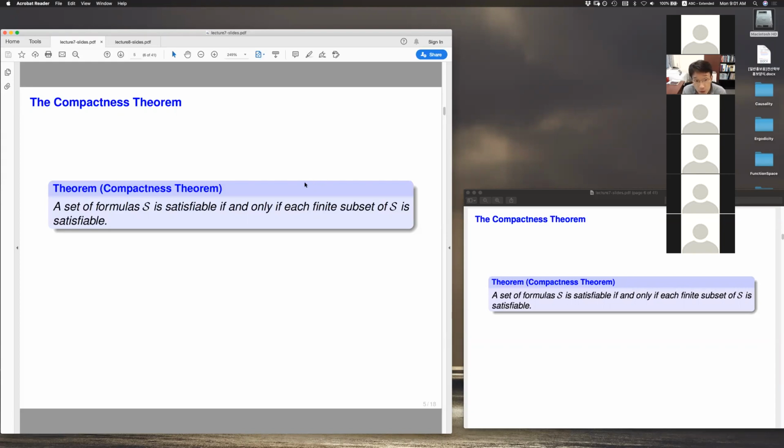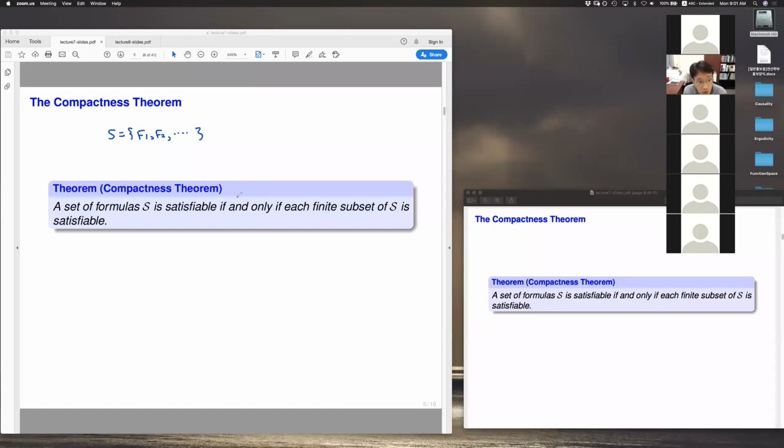If I remind you what the compactness theorem says, the one actor that appears in the compactness theorem is a set of formulas. So let's write this here. We have a set of formulas S that is typically a countably infinite set. So it has formulas F1, F2, and so on. And it's a countably infinite set.